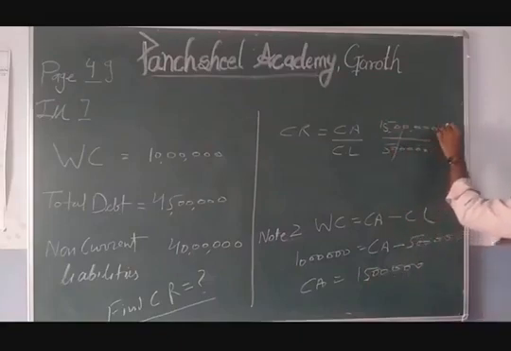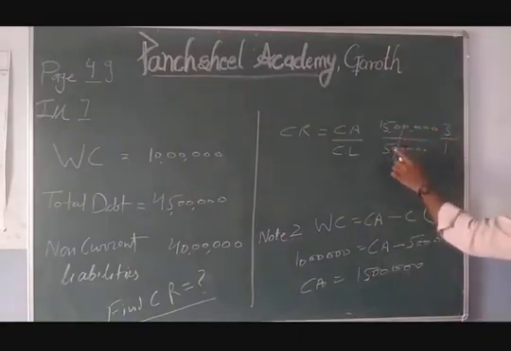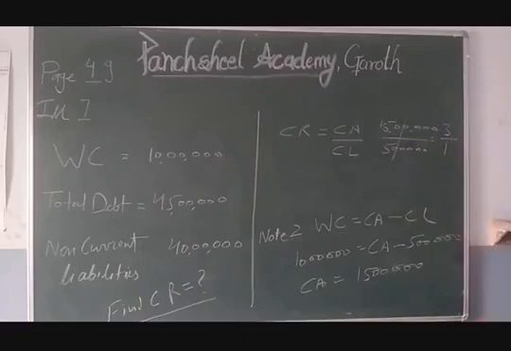So 15 lakh divided by 5 lakh, 3:1. So now interpretation. Current ratio is 3:1. Current asset is 3 times the current liability. Understood? Moving toward our next question.